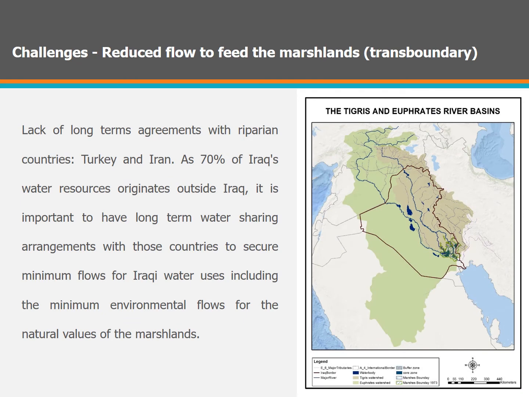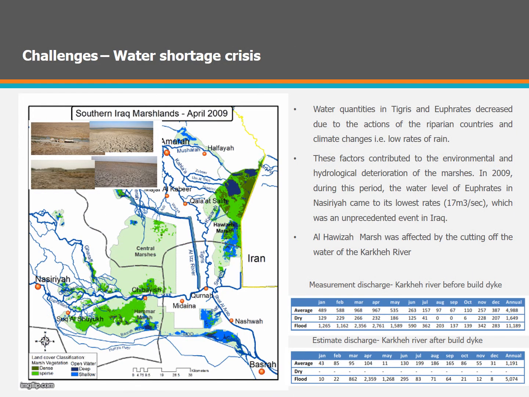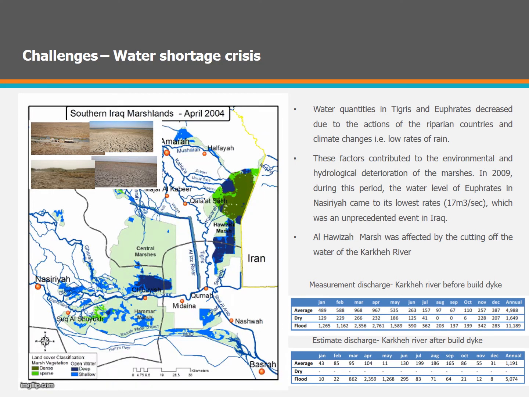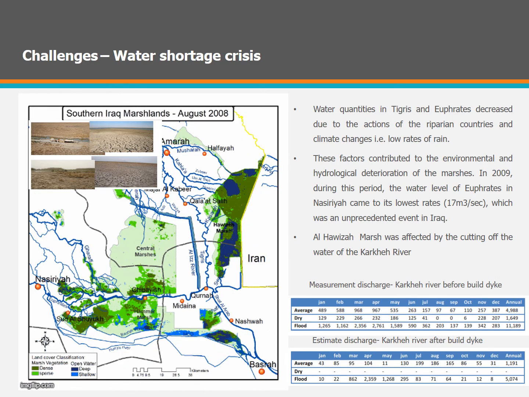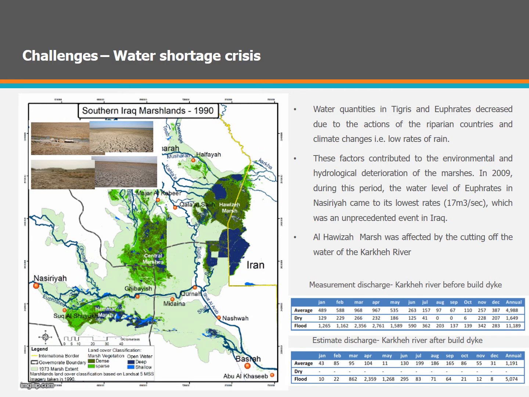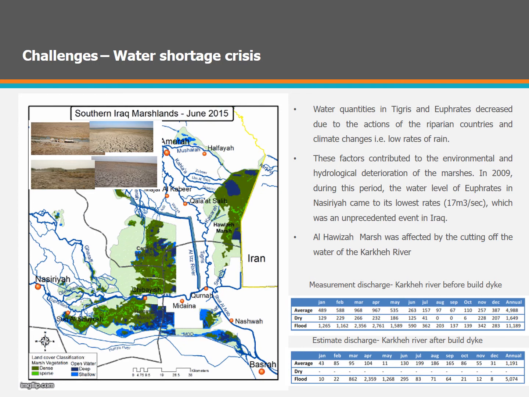The absence of agreements with neighbouring riparians means that minimum flows necessary to sustain natural values of the marshes are not legally secured. The pictures at the top left show the impact of reduced flows on the marshes. These have been attributed to activities upstream, including the diversion of the Karkhe River in Iran and climate change events.